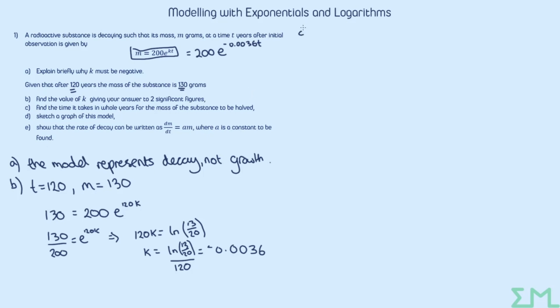Okay, part C, let's do that up here. Find the time it takes in whole years for the mass of the substance to be halved.